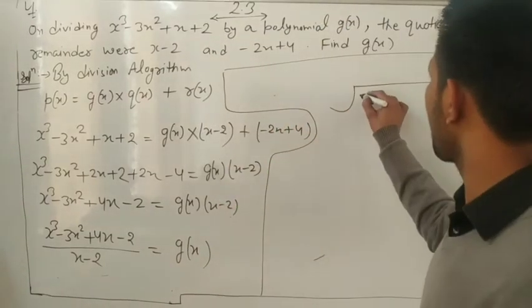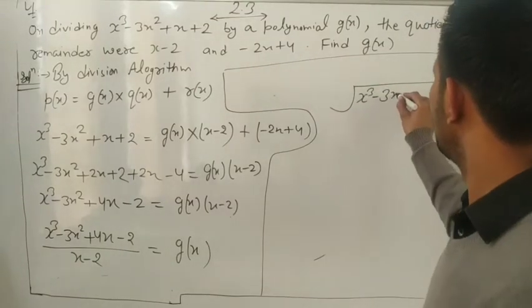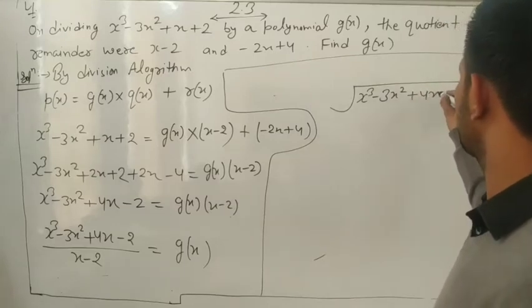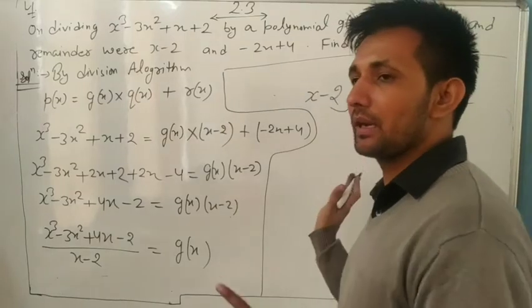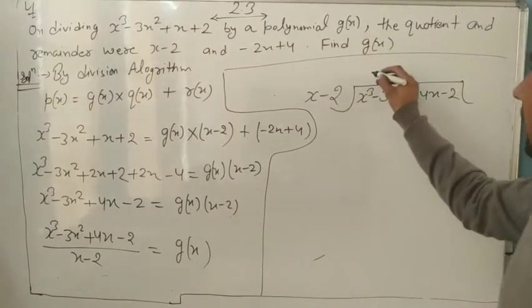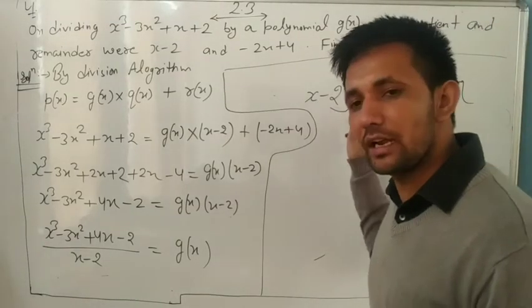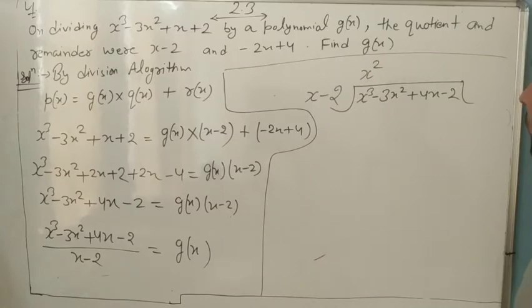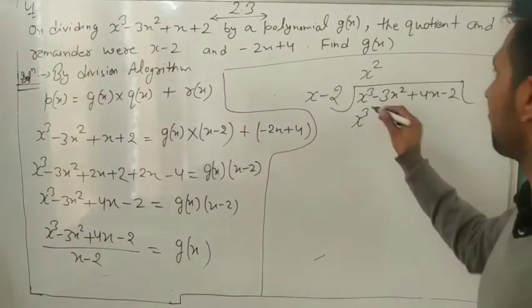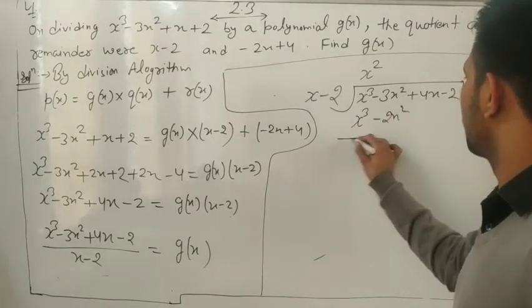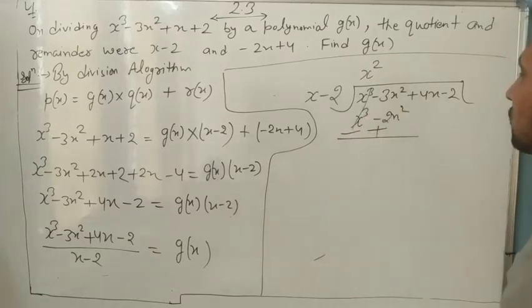The first step is always to write in descending order: x cube minus 3x square plus 4x minus 2, divided by x minus 2. Now I am writing directly. Take the first term and divide by the first term, so it becomes x square. Then x cube minus 2x square. Now change the sign. Positive, negative. Now x cube minus x cube is 0.